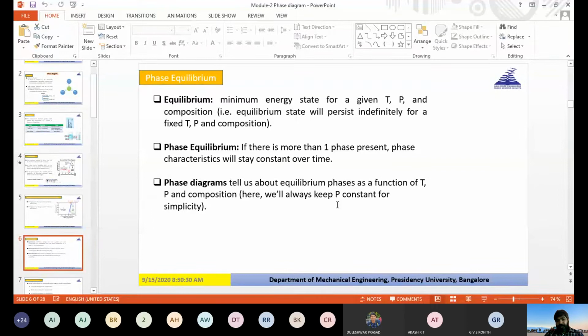You are supposed to read these concepts again and again. If you have any doubt, then please ask me, because once you build a very strong base of these concepts and technical terms, you will easily grasp what is going to come in the coming lectures. In this particular module, we are going to discuss a number of phase diagrams. That's why I have emphasized what is equilibrium, what is phase equilibrium, and what is a phase diagram.